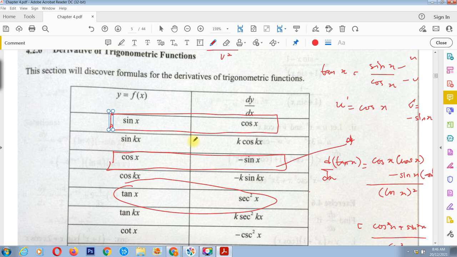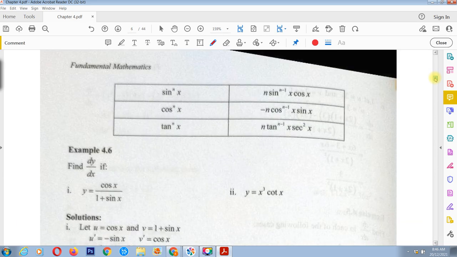So the most important is, if we differentiate cos x, we get negative sine x. This is the most important. And then this is the opposite operation. Opposite, and then the rest is the derivative from the cos and sine. Alright.